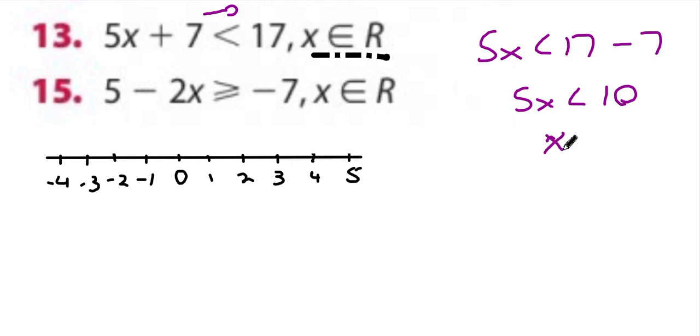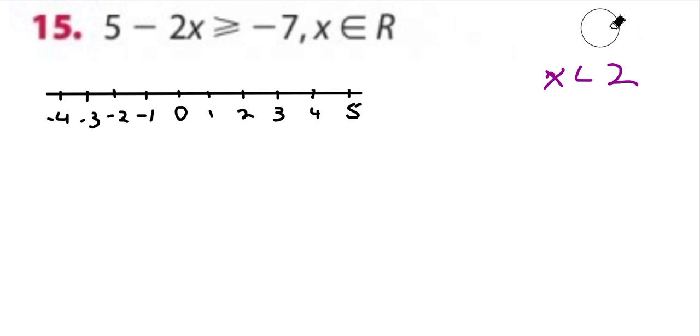X less than 2. Is that alright? Now, is 2 included, yes or no? So what's that mean? Hollow dot, and then you draw a line, and then you put an arrow on it. Goes forever. Agreed? Okay. We're next doing question 15.